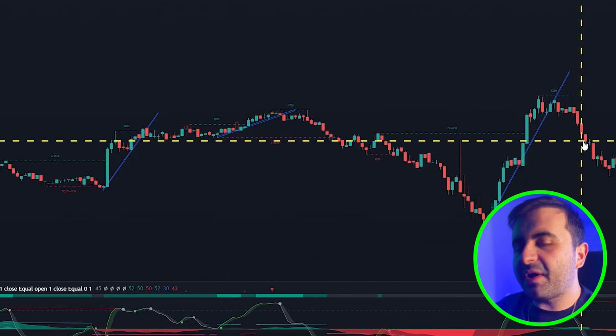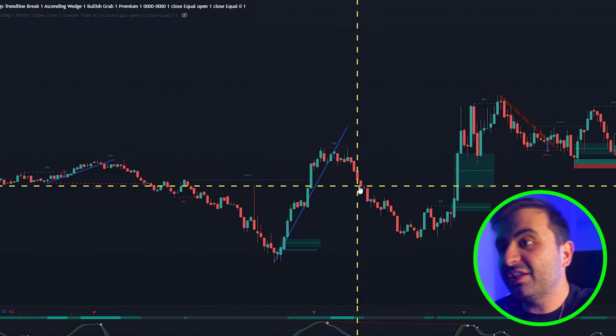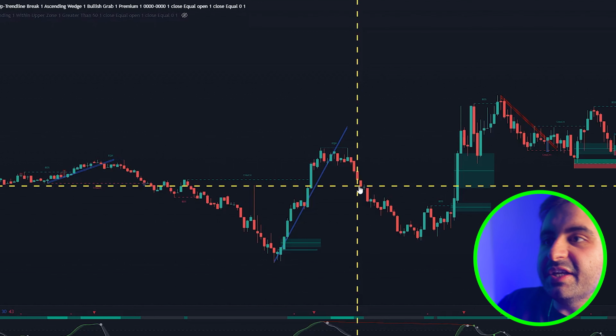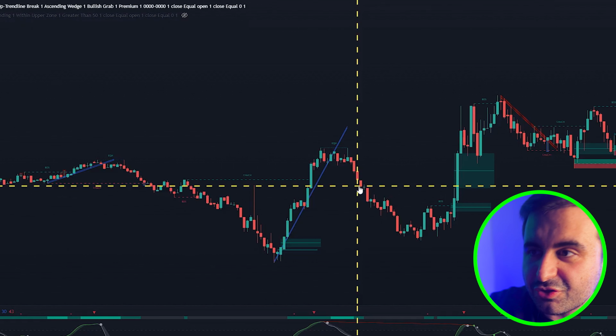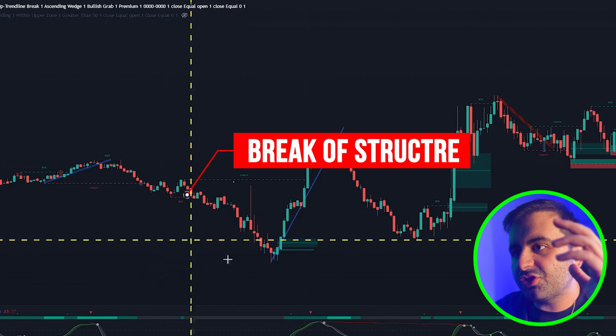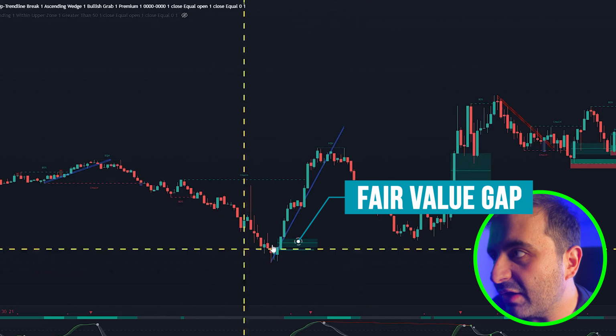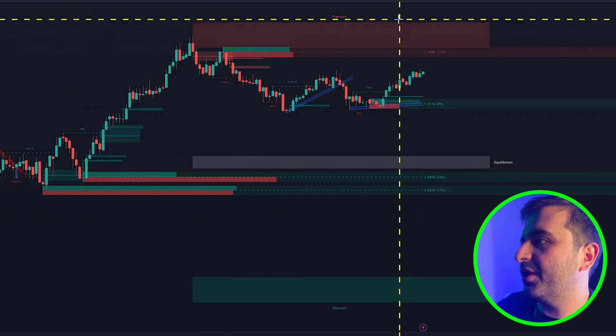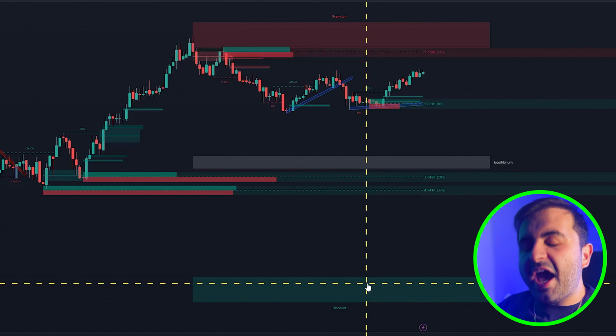The price action concept is a great tool that will help our trading a lot. It's our best friend, our confirmation friend. It will give us the change of character, the break of structure, the trend lines, the fair value gaps, the breaker blocks, and the premium discount zones. It's so helpful for us.